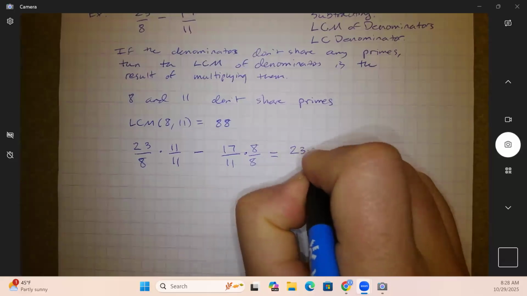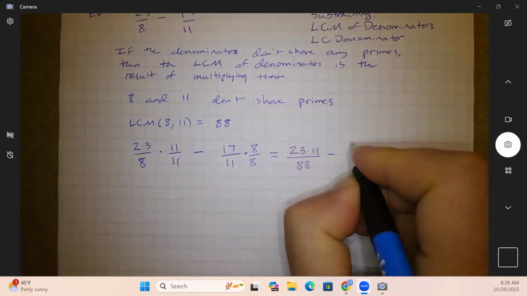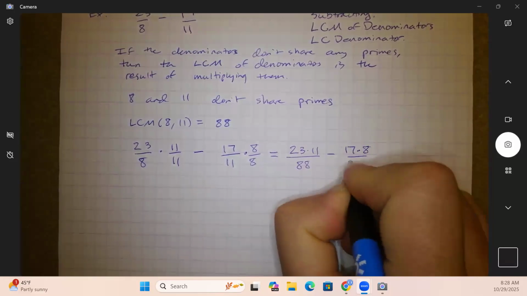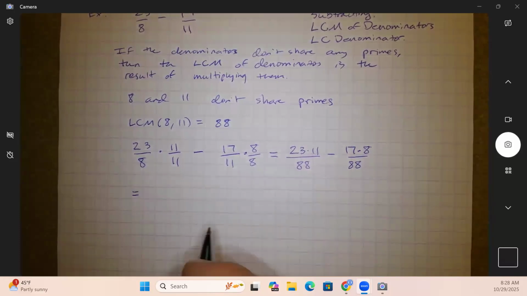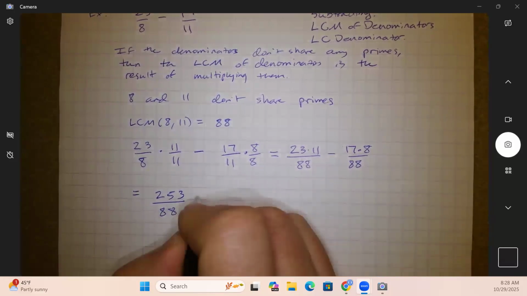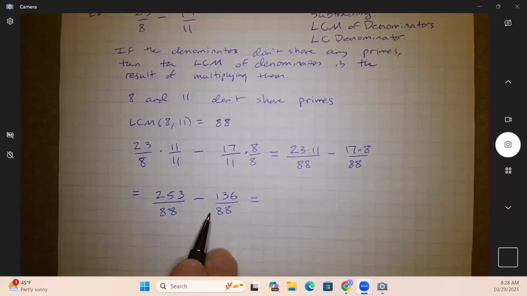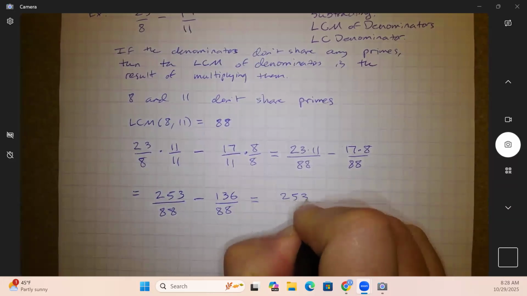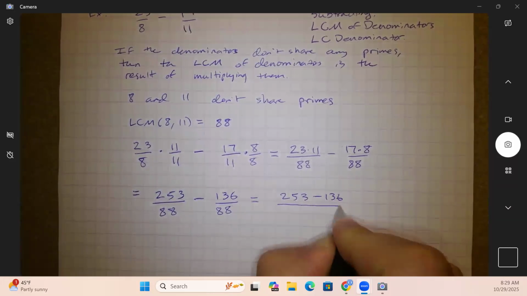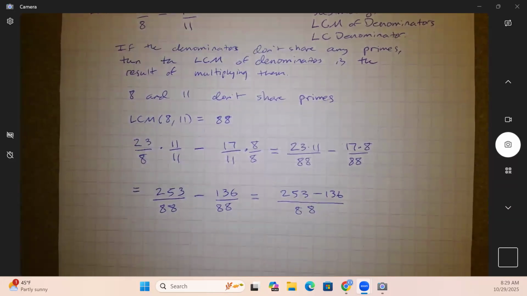So I have 23 times 11 over 88 minus 17 times 8 over 88. Some of this I can do in my head, 253 over 88. I don't expect you to do that in your head. That's okay. There's a cool trick when you multiply by 11. I can show you another time. 17 times 8 is 136. And now that they have the same denominator, I can just subtract the numerators.